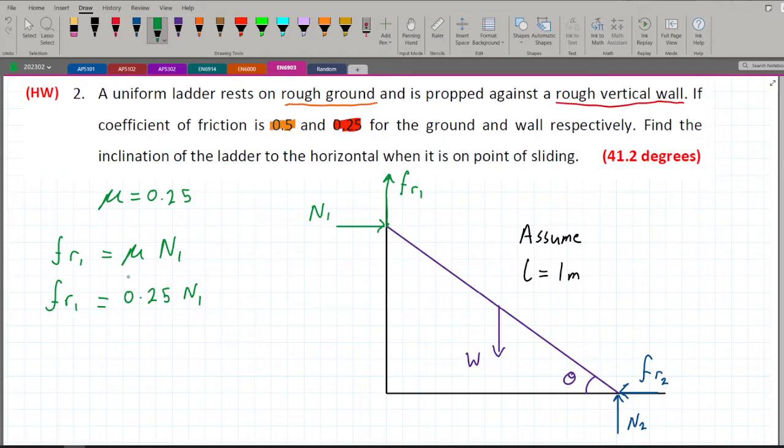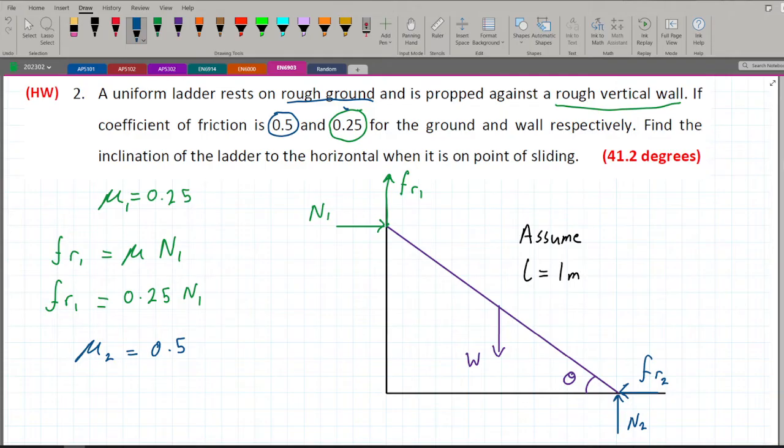In other words, FR1 is equal to 0.25 N1. Again, just to clarify, from the question, when we're looking at the vertical wall, we're looking at the green part, which is this. And when we're looking at the ground, we're looking at the blue, which is this. So mu for the ground, we'll call it mu2. This was mu1. So mu2 is equal to 0.5. And the friction force 2 is going to be equal to mu2 N2. In other words, FR2 is equal to 0.5 N2. So these are the first two equations that you should always be getting: the equations for the friction in terms of N.